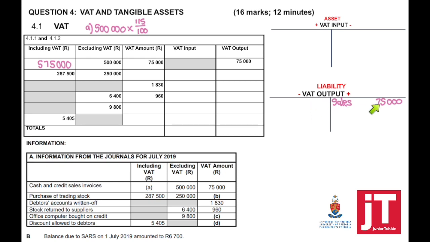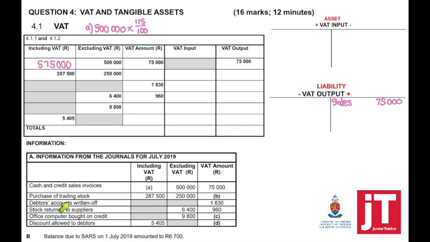Now, output VAT would be credited. It wasn't necessary to show it. It's already given to you. Output VAT, our liabilities will increase. That money that we collect from the cash and credit sales on the invoices is due to SARS.